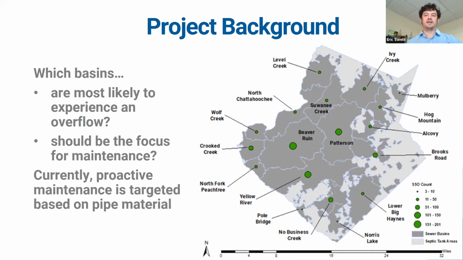Currently, we prioritize our maintenance based on known pipe material. It was thought that certain pipe materials cause sewage, or solids, to back up, or roots to come into the line a little differently. So we've historically targeted everything based on pipe material and haven't seen much change.